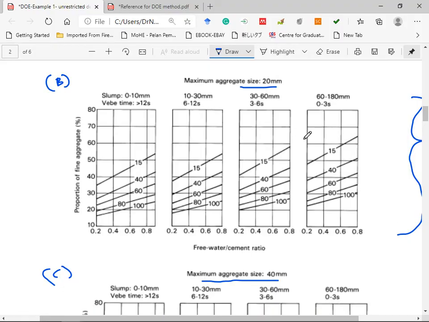Okay, so in the previous assumption, we used our slump range between 10 to 30 millimeter. So thus, we will proceed with our proportion of fine aggregate using this graph. Okay, this graph.